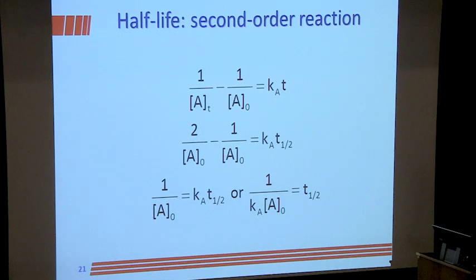Okay, and if we get the half-life of a second-order reaction, we have this expression. The concentration of A at time t is a half A0. So we have 1 over a half A0, which is 2 over A0, minus 1 over A0 is equal to the rate constant times the half-life. So we can say 1 over the original concentration of A is equal to the rate constant times the half-life, or 1 over the rate constant times the concentration of A at time 0 is the half-life for a second-order reaction.